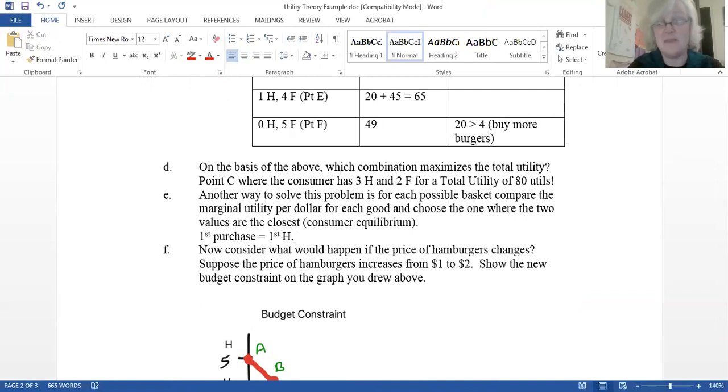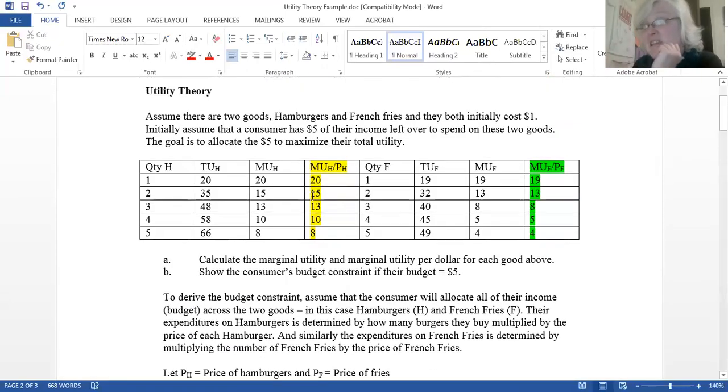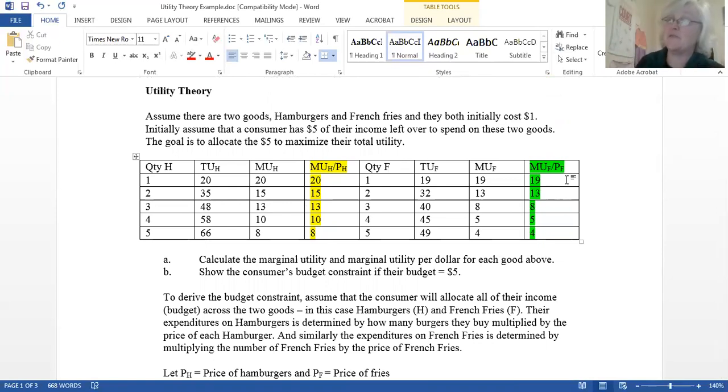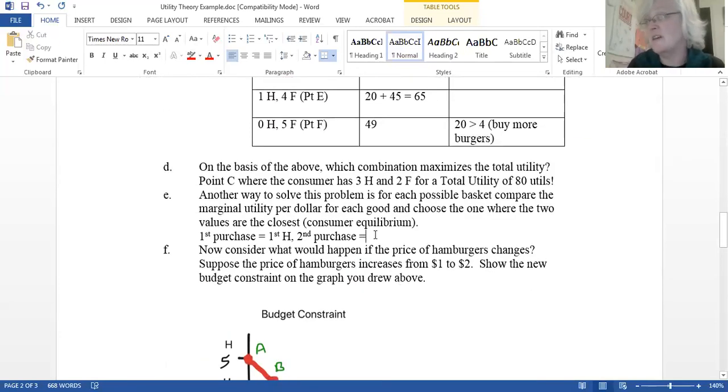All right, then second purchase, I have my next dollar. The question then becomes, do I buy the second hamburger, which is going to give me 15 utils per dollar, or do I buy my first fry? My first fry is going to give me 19. Since that's greater than the 15 for the second hamburger, I'm going to buy a fry to go with my hamburger. So my second purchase is going to be my first French fry.